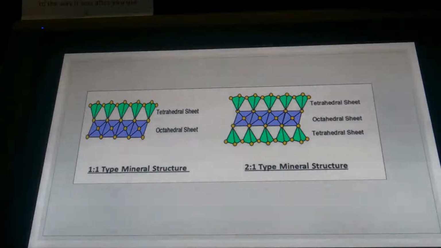The charge only comes from right here. Oh, sorry. The charge in a 1-to-1 only comes from the outer edges, not the inside, because everything is held so tightly together, there's no expansion.